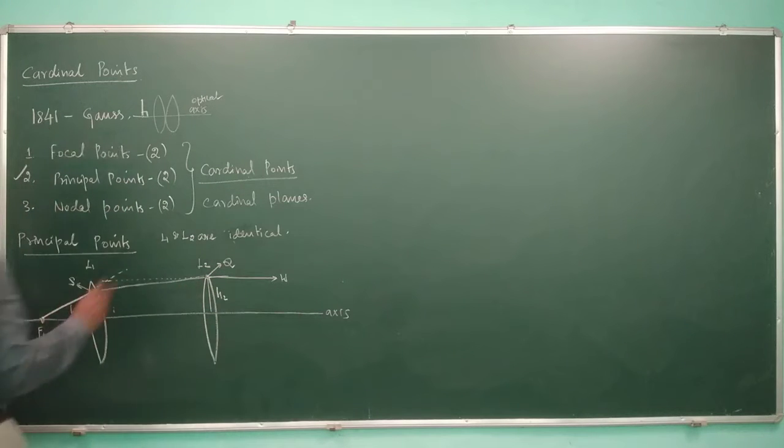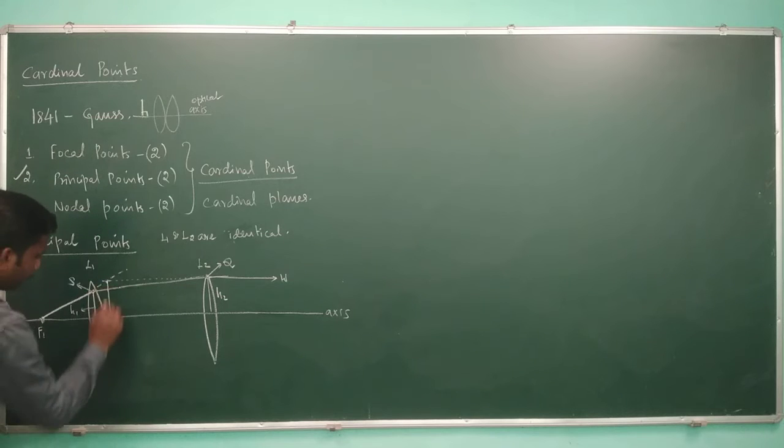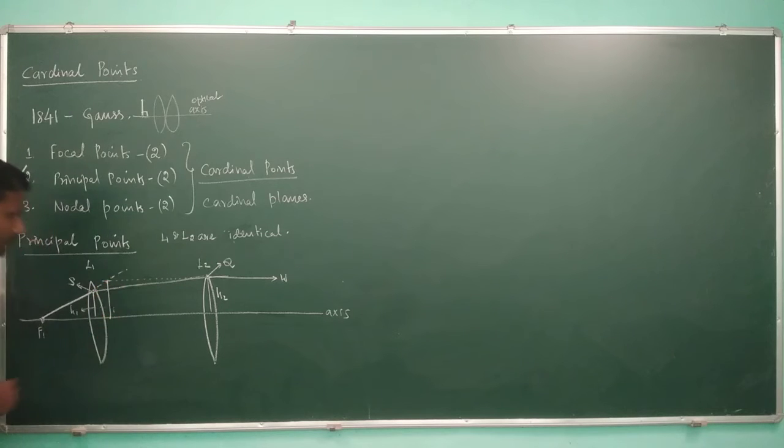Get it? Fine. Now what we are doing: assuming that it is not refracted, then it will take a straight-line path, this dotted line. We are extending forward. Similarly, from here we are extending backward. Now these two lines touch at a point, and we draw a perpendicular line from this point to the axis. This point at the axis is denoted by P1, that is principal point 1.